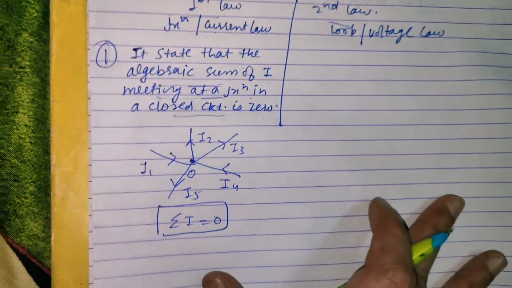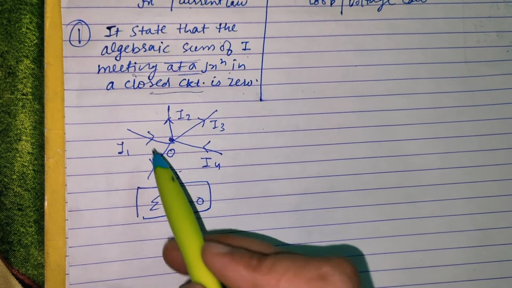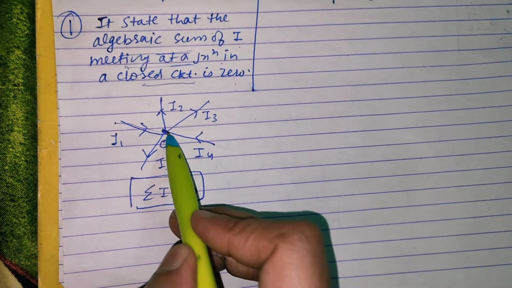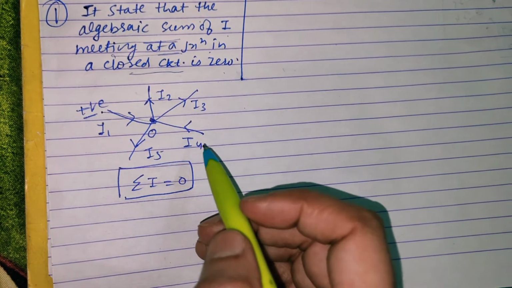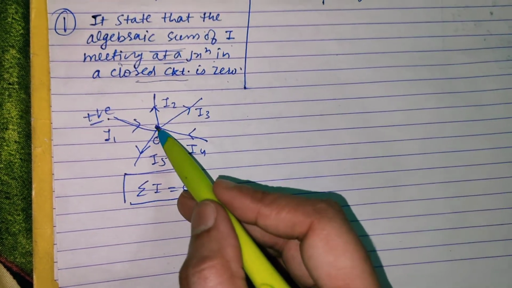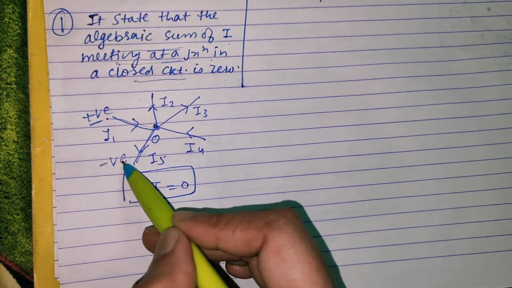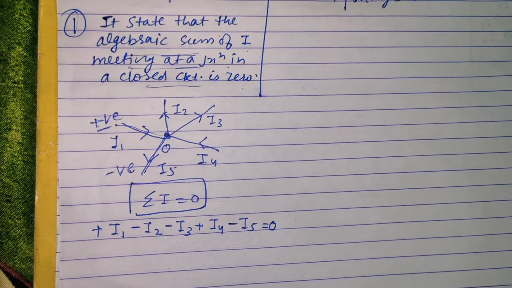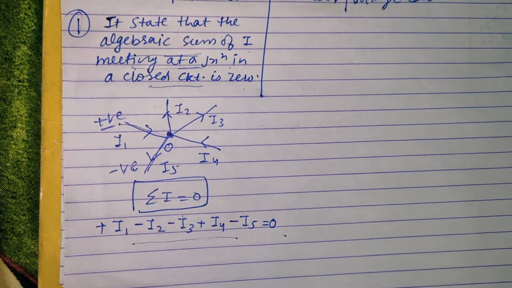First, if current flows toward the junction, then we take a positive sign, and if current flows away from the junction, then we take a negative sign. So according to this, the algebraic sum is equal to 0.